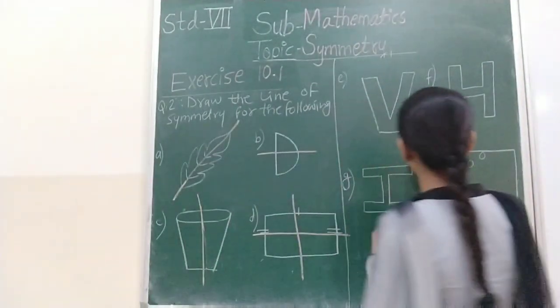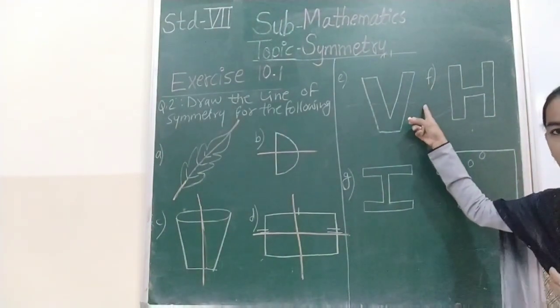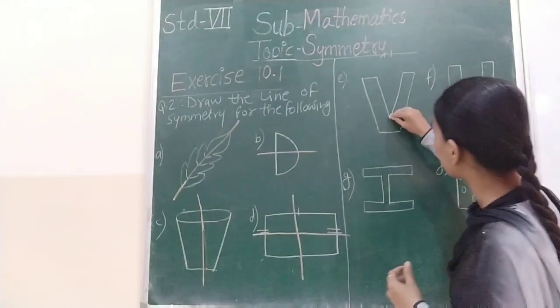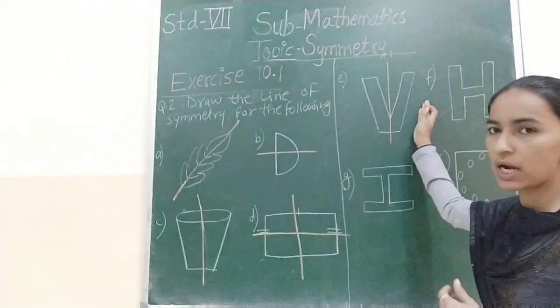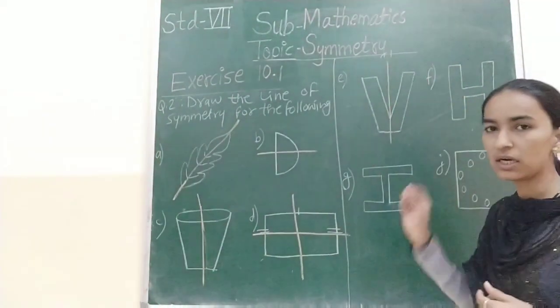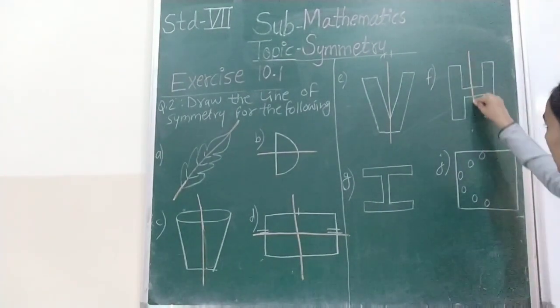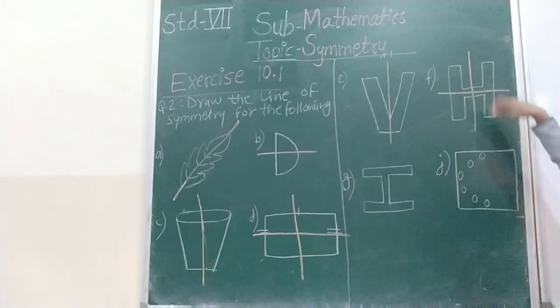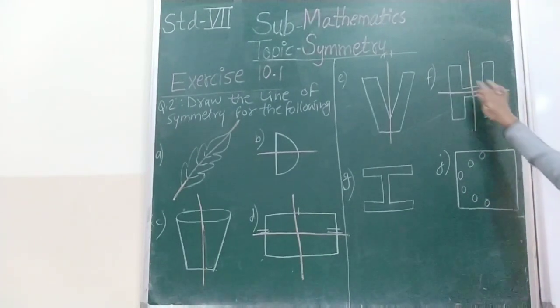Now what happens if I draw a horizontal line? Does it give the identical shape? No. But what happens if I draw a vertical line? See, this gives two similar parts. So a vertical line is a line of symmetry in H. What happens if I draw like this? Yes, it also gives the two similar parts. That means in the letter H, there are two lines of symmetry.